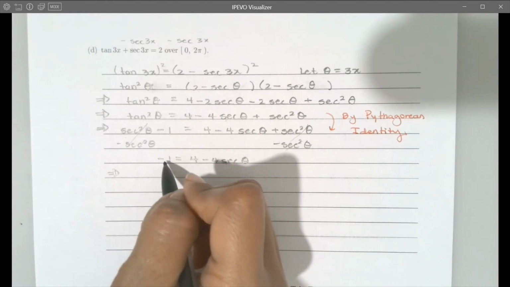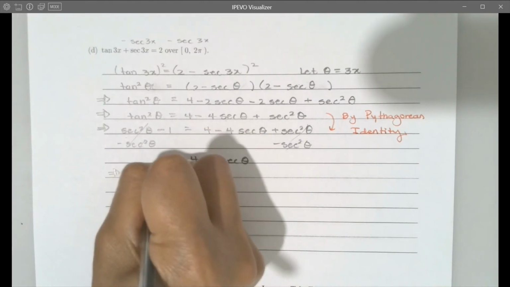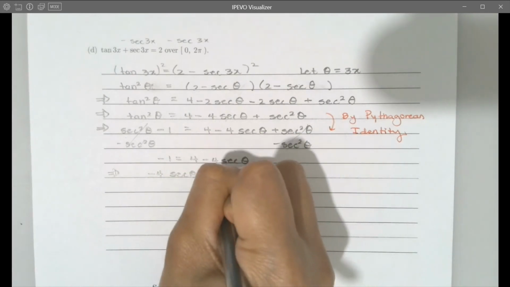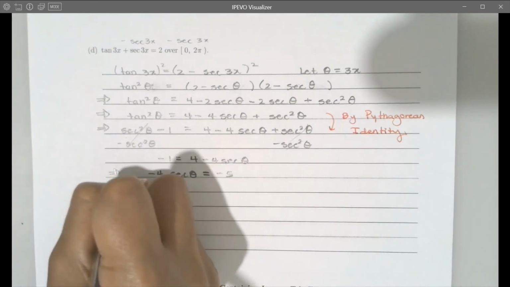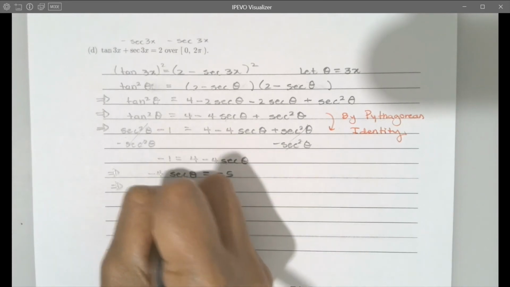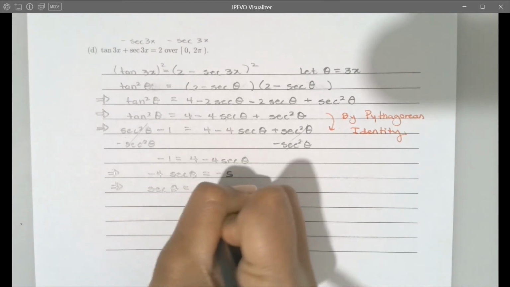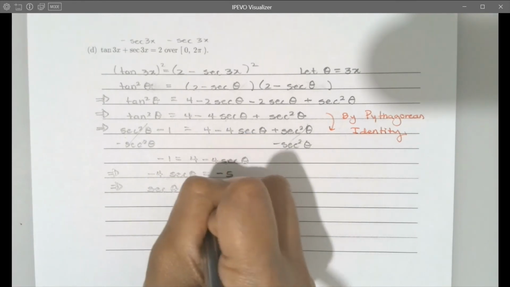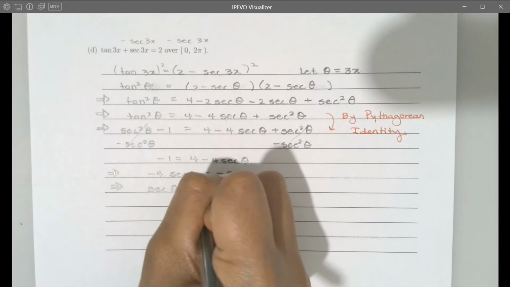and that means that we're solving now for the secant theta. So I'm going to subtract the 4 from both sides, giving me -4 secant theta is equal to -5, which ultimately becomes secant theta is equal to -5 divided by -4. That's going to give us a positive 5/4.